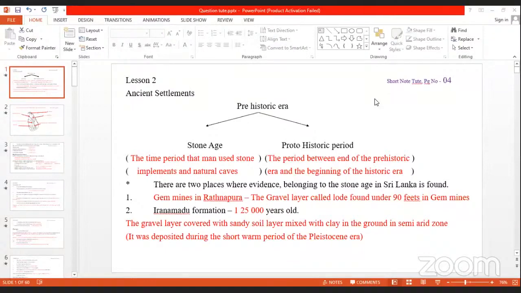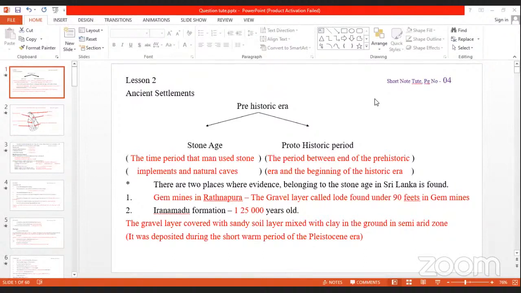In my slideshow, the red color print is the things that you have to write in the blanks, and the black color things are the things that I have given in the tude. So they are the things that you have to write in the tude. First we will be starting with the short note tude, page number 4.